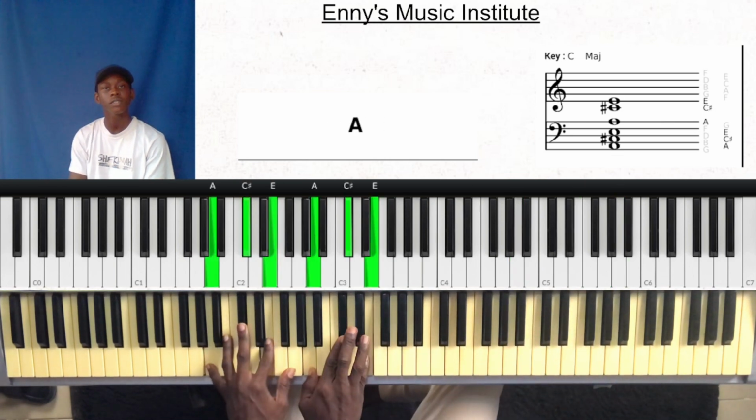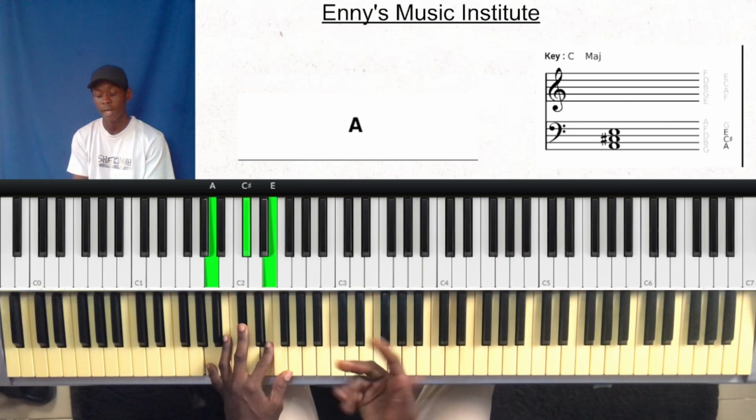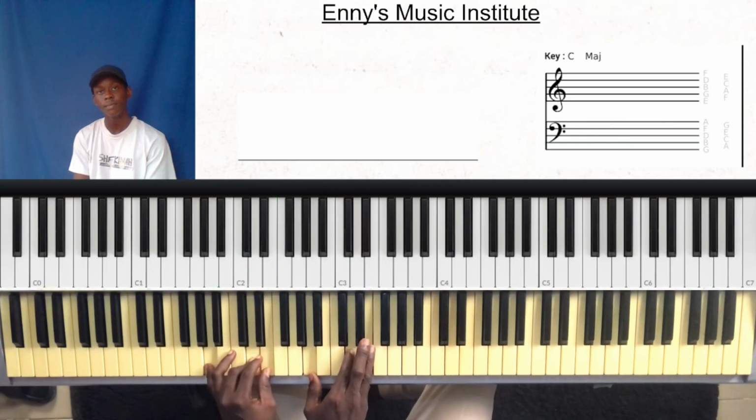So before this chord, to add even more spice, I could do this.